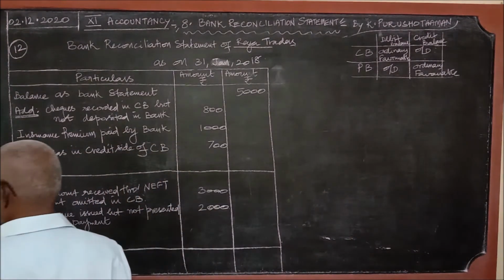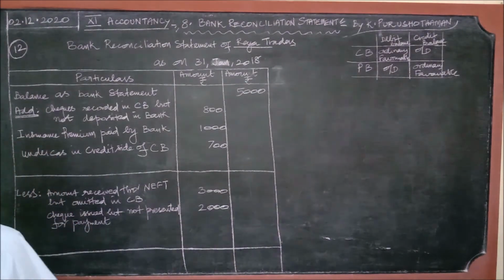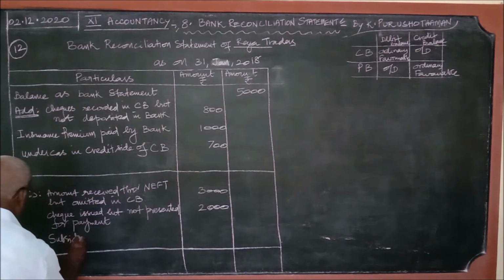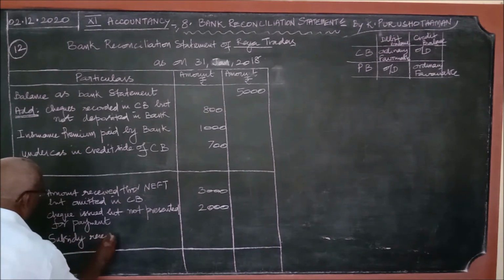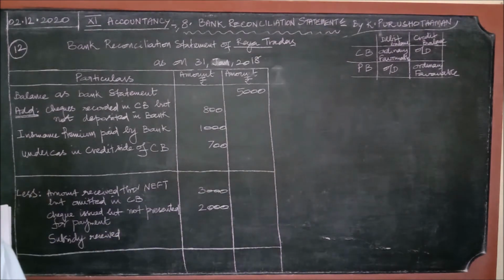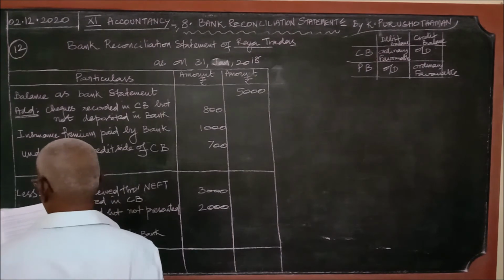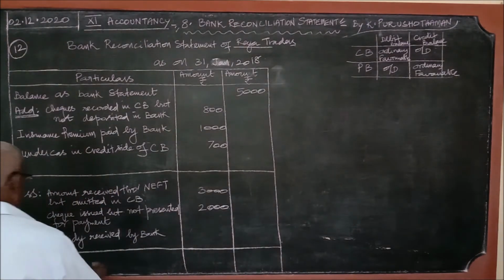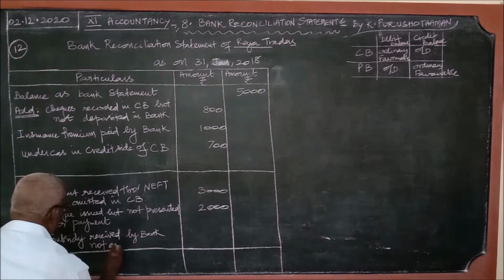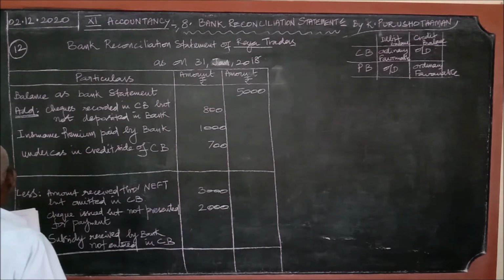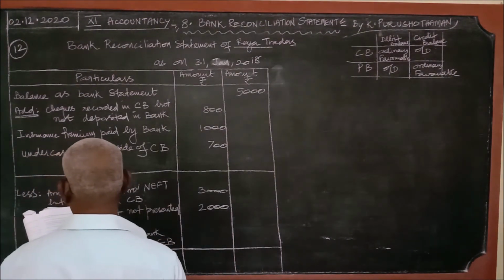And then subsidy received by the bank not entered in CB. Subsidy received by bank not entered in CB. The amount is 10,000.